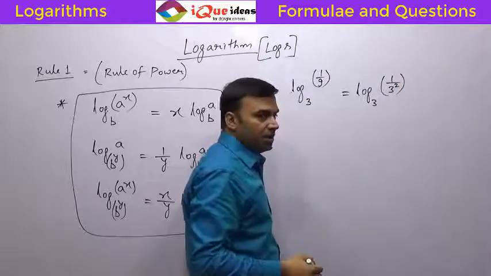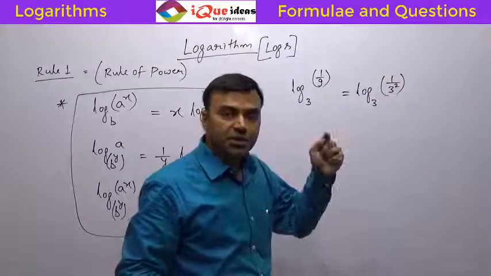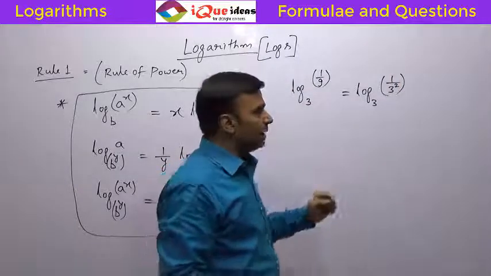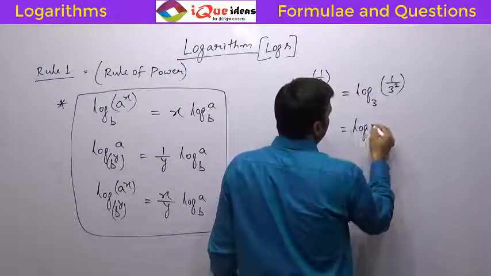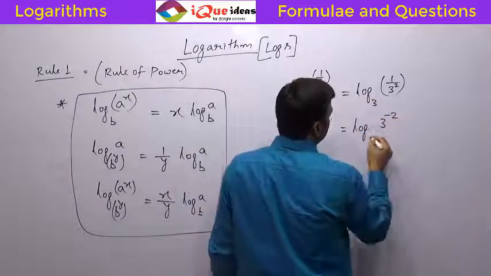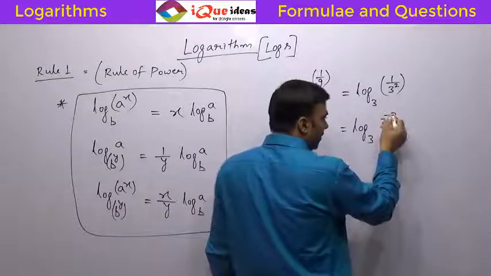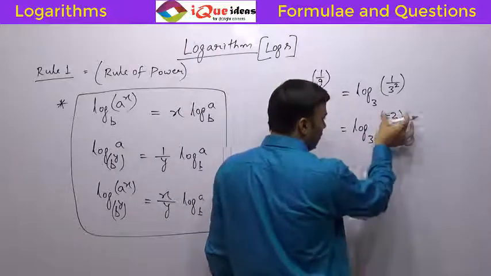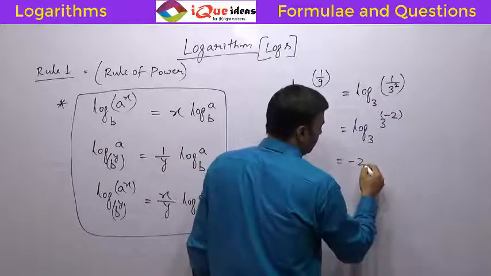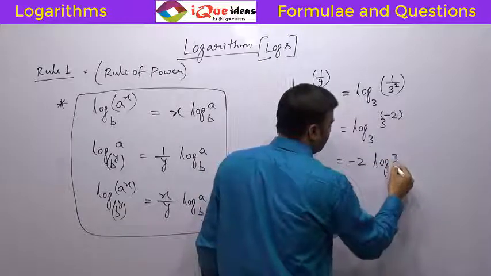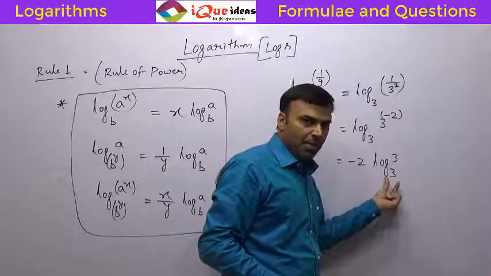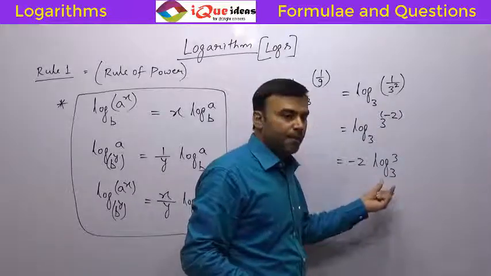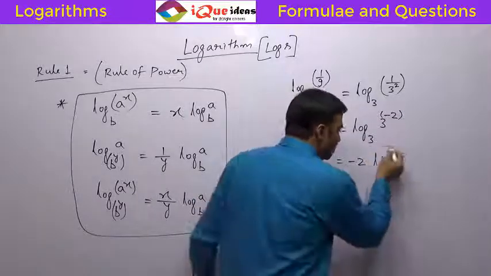Now something in denominator, when it goes in numerator, the power becomes negative. So we can say it is log of 3 to the power minus 2 to the base 3. Now whatever is the power here is minus 2. So minus 2 will come outside. So it is minus 2 log of 3 to the base 3. Now 3 is what power of 3? Now any number for itself, it is power 1. So log 3 to the base 3 is 1.